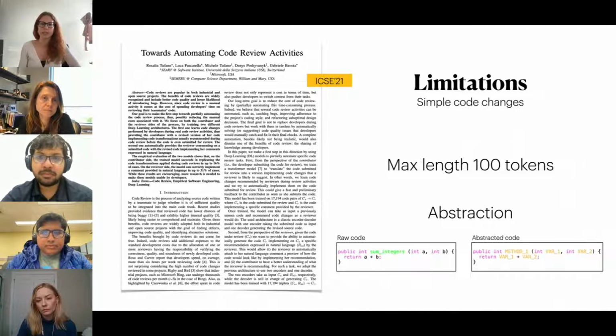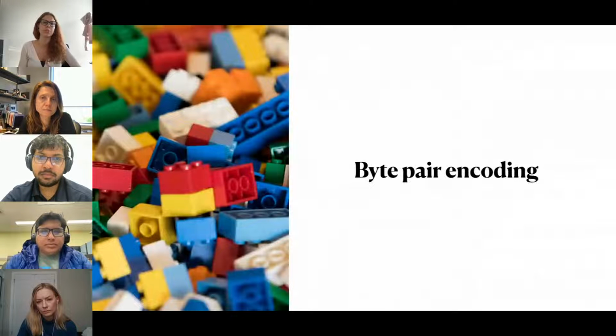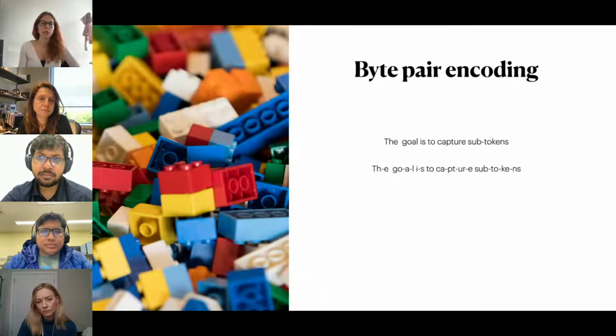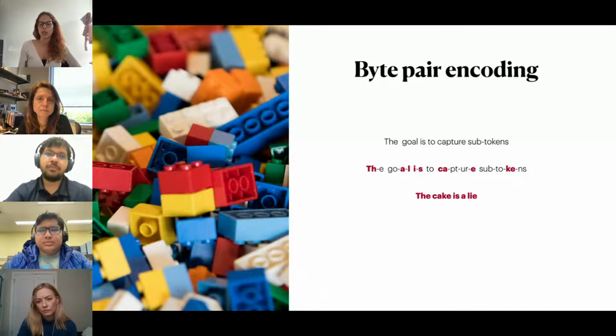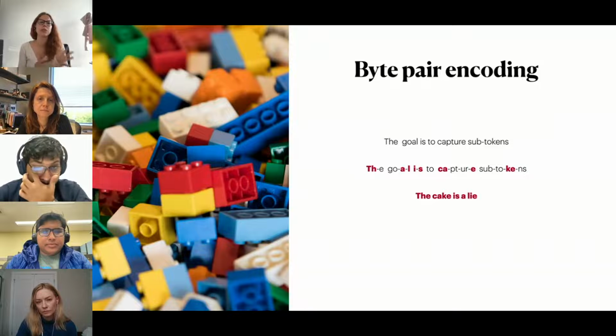So in the current work, we try to overcome these limitations. First, we drop the abstraction process and adopt the byte pair encoding. Here, the goal is to capture subtokens that we can use to construct a completely different sentence. So the vocabulary is built with subtokens instead of entire tokens, and in this way, we can work with the raw source code, and at the same time, we are still able to keep the vocabulary size under control.